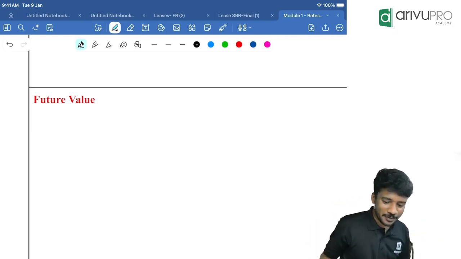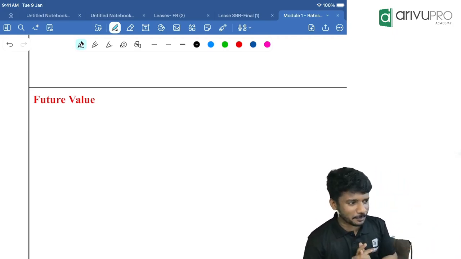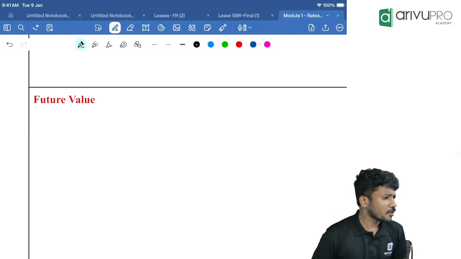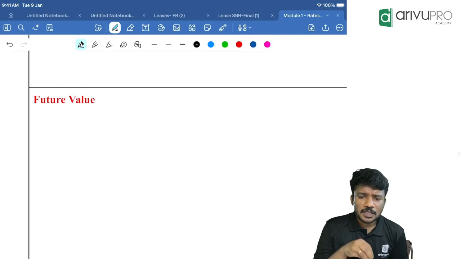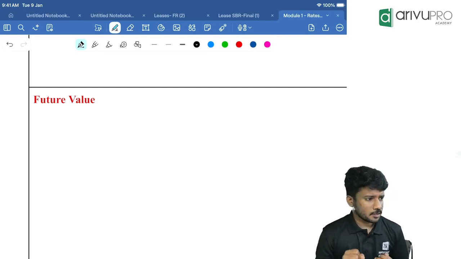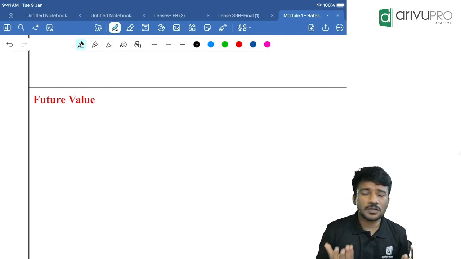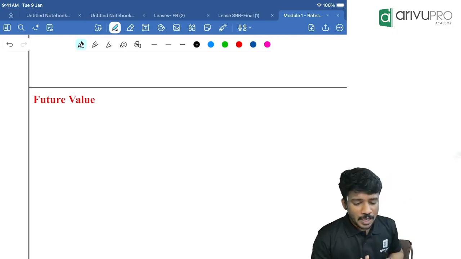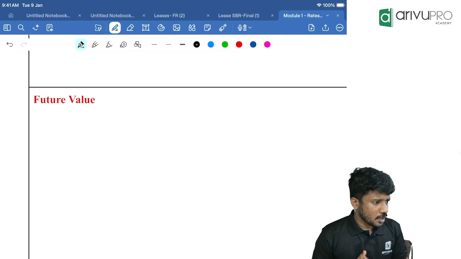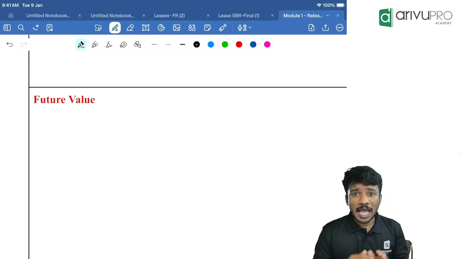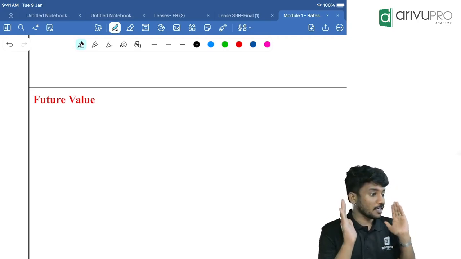Okay, what is future value? Everyone knows future value, right? We have studied future value. What is future value? For example, I am investing 1,000 rupees in my business, or $1,000 in my business today, and after 5 years at 10% interest I will get some amount. I invested in a bank.